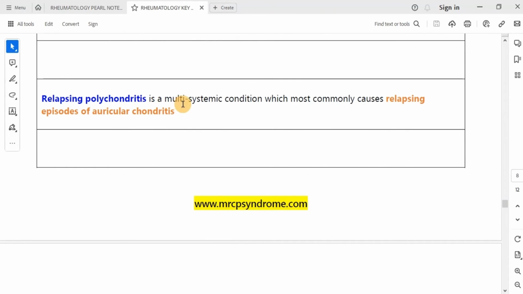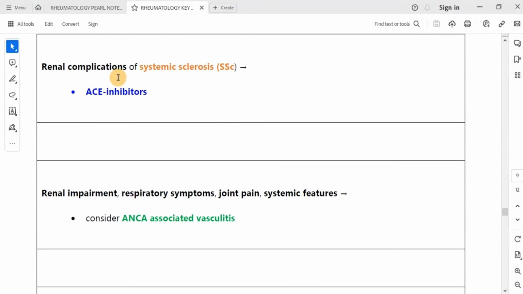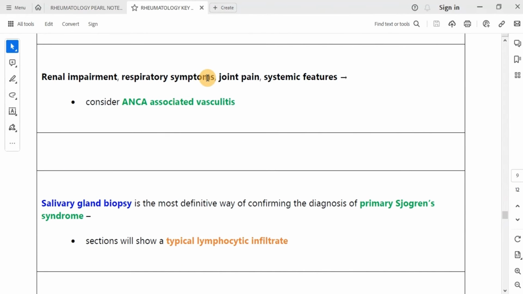Relapsing polychondritis is a multi-system condition which most commonly causes relapsing episodes of auricular chondritis. Renal complication of systemic sclerosis, that is the scleroderma renal crisis. Treat the patient with ACE inhibitor. Renal impairment, respiratory symptoms, joint pain, systemic features.